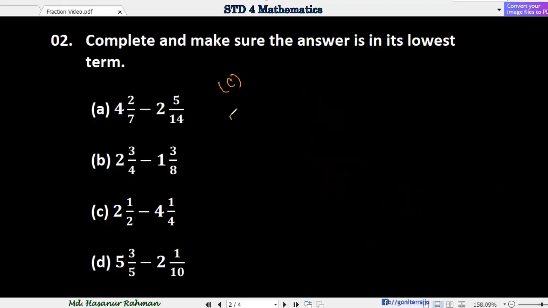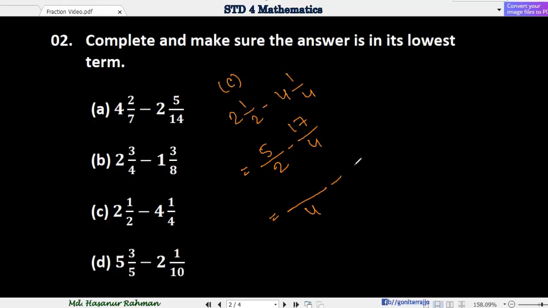Now number C. Number C says 2 whole 1 by 2 minus 4 whole 1 by 4. 2 twos are 4 plus 1, that is 5, minus 4 fours are 16 plus 1, that is 17. Now we have to find out the LCM of 2 and 4. The LCM of 2 and 4 should be 4. That means the denominator of the first fraction should be 4. The denominator of the second fraction should be 4.